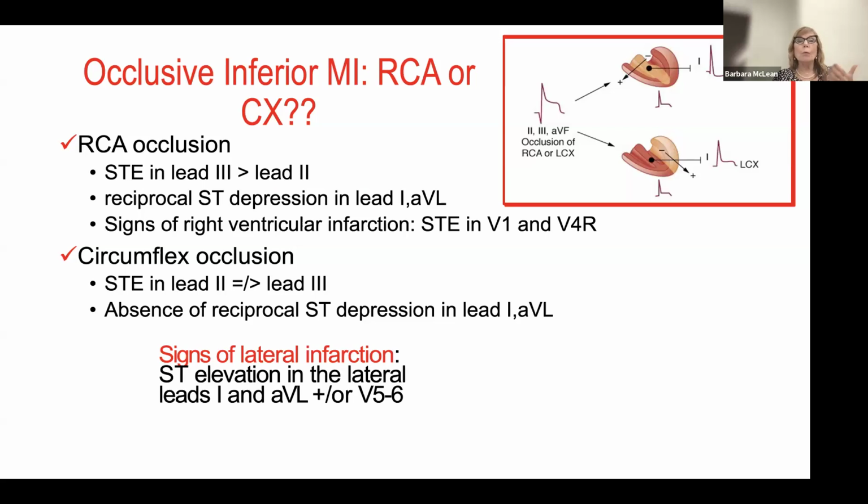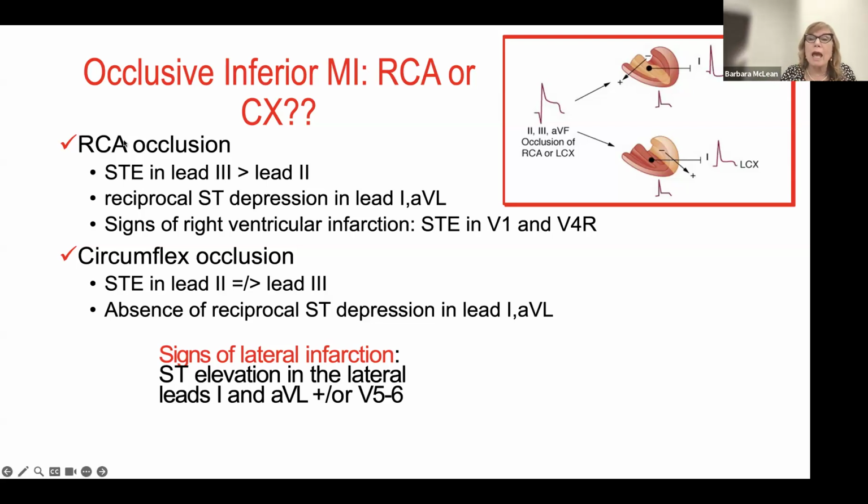So one of the things that we think about, and this is just something really that you have to measure and you have to practice a lot, is when we see a patient with an inferior MI, we're going to talk a lot about RCA or circumflex occlusion because there's going to be a lot of shared circulation between there. If you have an RCA occlusion, the ST segment elevation is going to be higher in lead 3 than it is in lead 2, and you have ST depression in lead 1 and AVL. And you may also have some signs of right ventricular infarct.